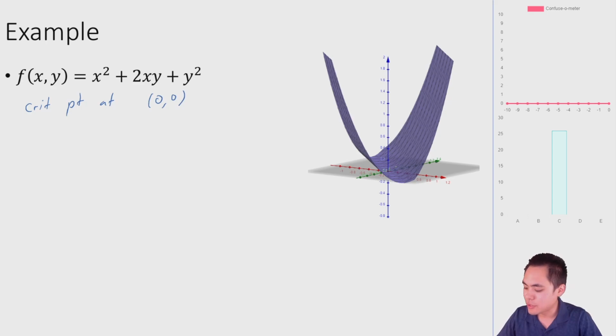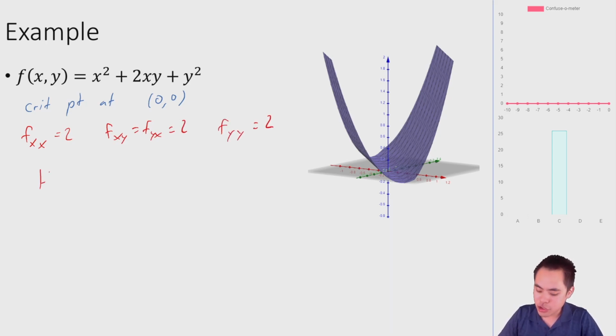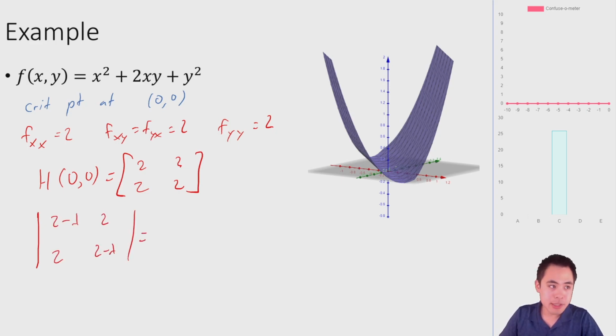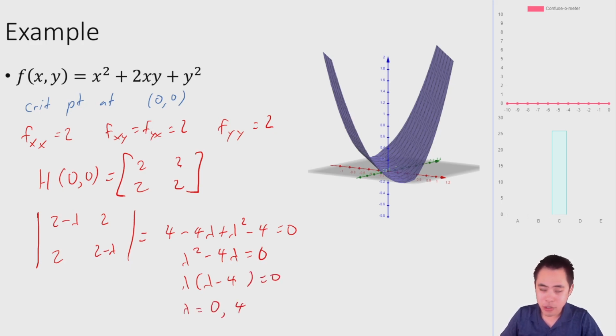We're not going to solve it this time because you actually end up with an entire family of critical points. But we had f_xx is equal to 2, f_xy is equal to f_yx is equal to 2, and f_yy is equal to 2. So we have a Hessian matrix at the point (0,0) equal to [2, 2; 2, 2]. And if you find the eigenvalues of this, [2 minus lambda, 2; 2, 2 minus lambda], this is equal to 4 minus 4 lambda plus lambda squared minus 4 is equal to 0. So lambda squared minus 4 lambda is equal to 0, and lambda times lambda minus 4 is equal to 0, so lambda is equal to 0 or 4.